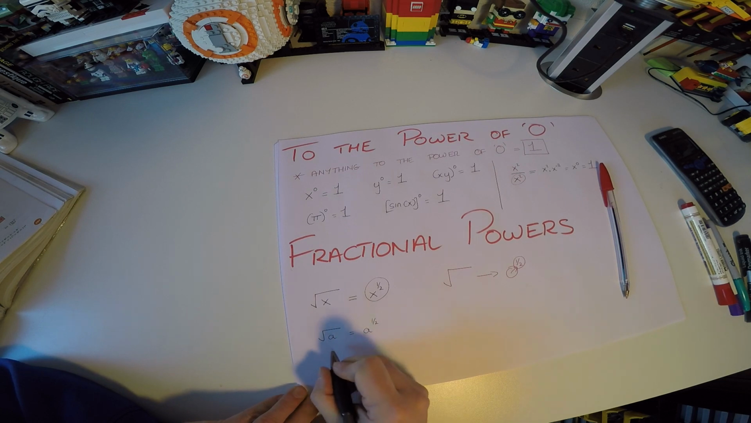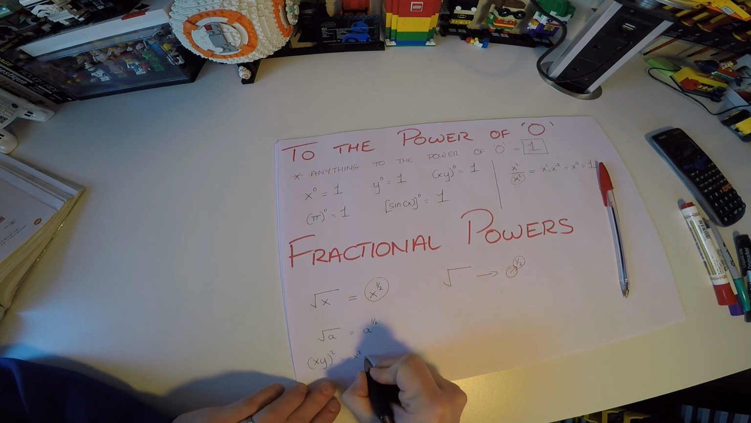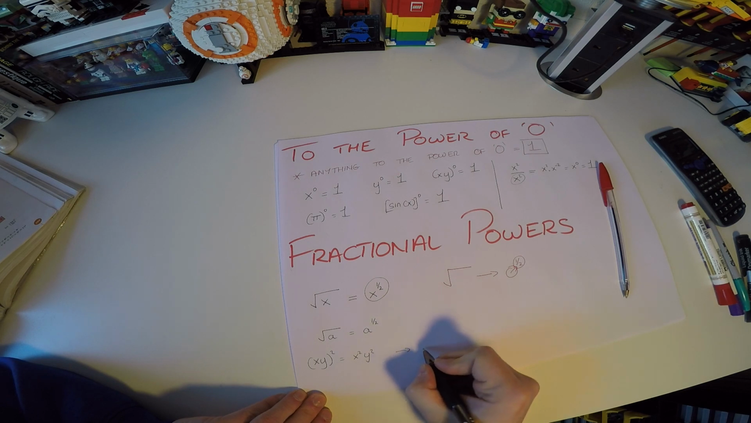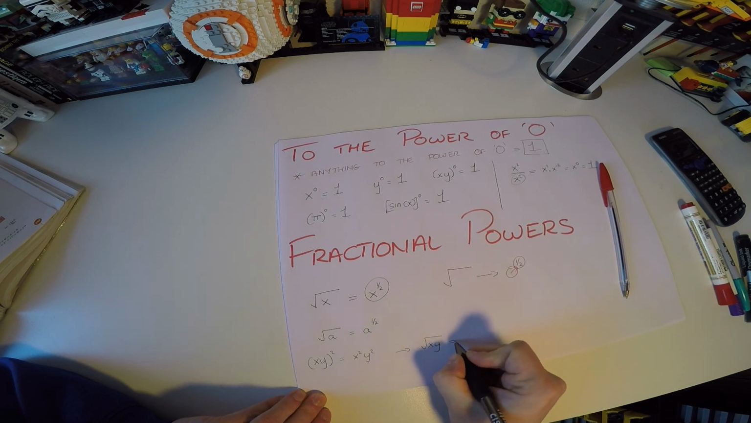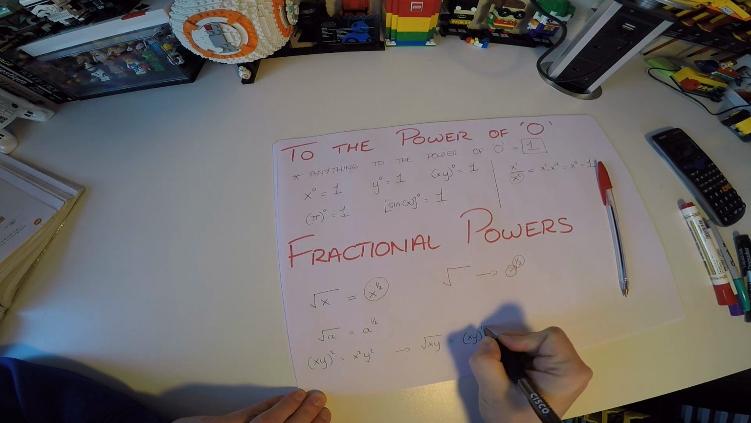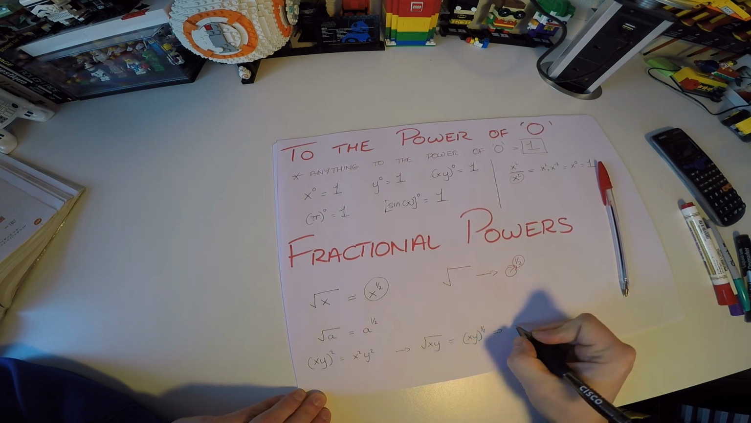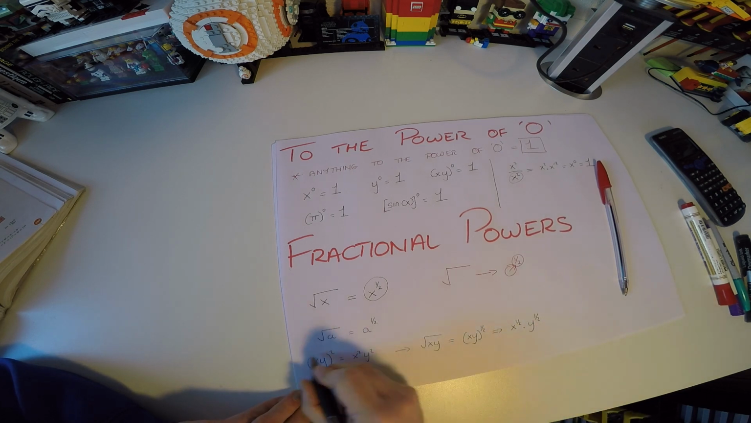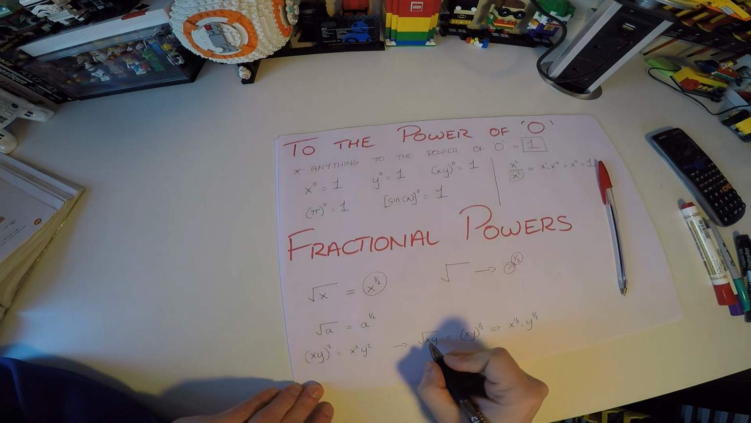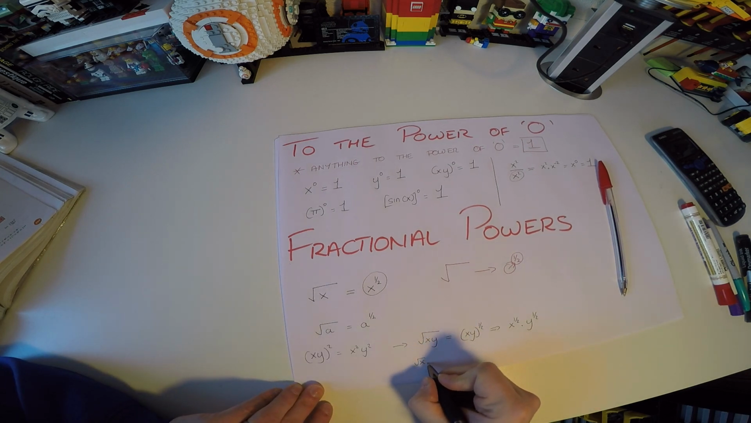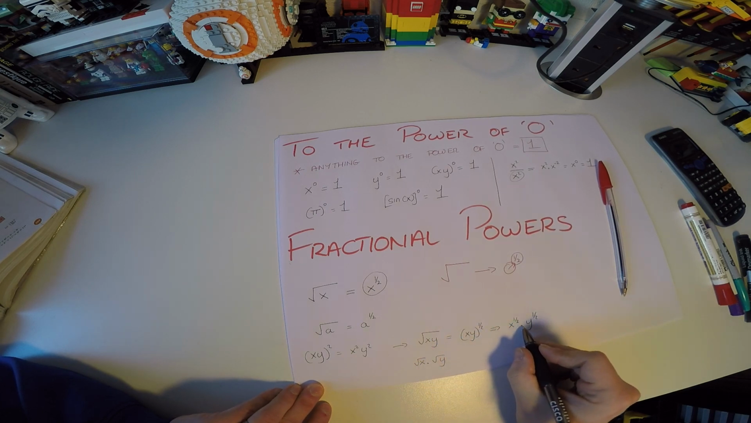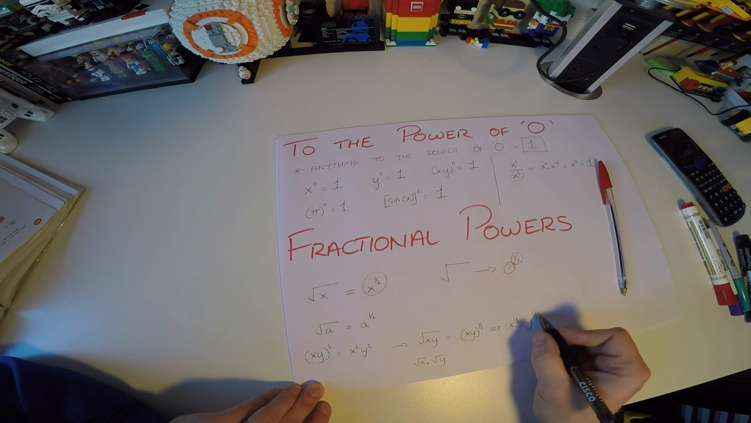What about something where we bring a couple together here? From the very first page I told you that xy squared was equal to x squared y squared. Yeah? So what about this? Square root of xy. Well, the first change is going to be xy to the power of a half. And then we see that that's x to the power of a half times y to the power of a half, because the power comes into both, just like this rule here. So essentially, the square root of xy is the square root of x times the square root of y, because we get x to the power of a half times y to the power of a half. And of course, each of these are square roots.